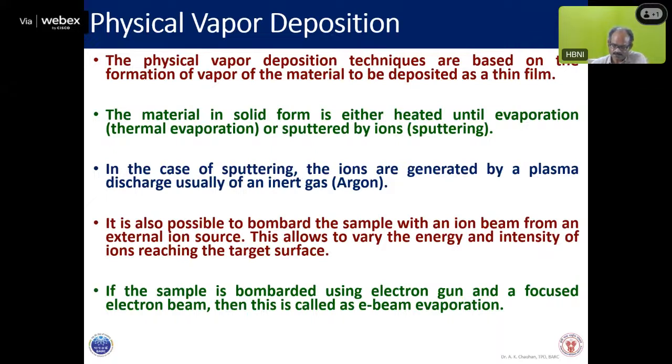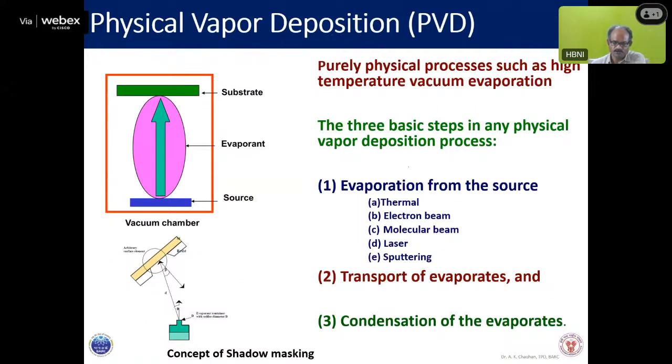In the case of sputtering, the ions are generated by plasma discharge, usually of an inert gas. It is also possible to bombard the sample with an ion beam from an external ion source. This allows one to vary the energy and intensity of ions reaching the target surface. If the sample is bombarded using an electron gun and a focused electron beam, then this is called electron beam evaporation.